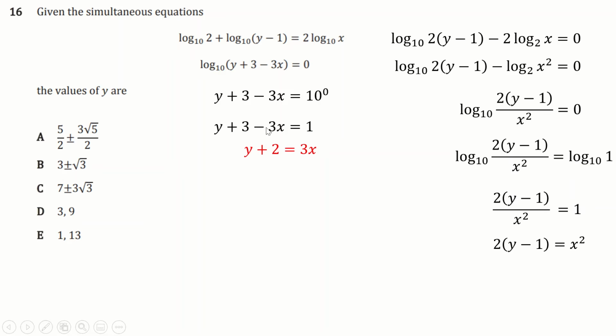Well, I'm going to move the 3x over and then take away 1 from both sides to get this. And again, I'm going to do something a bit weird here. I'm going to times this equation by 9. Why am I doing this? Well, because I can write this bit here as 3x brackets all squared.